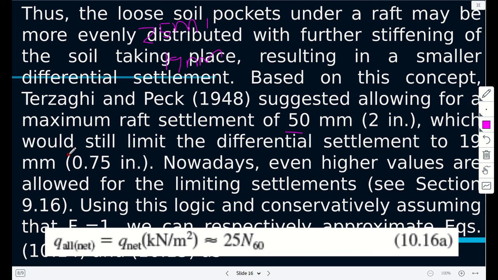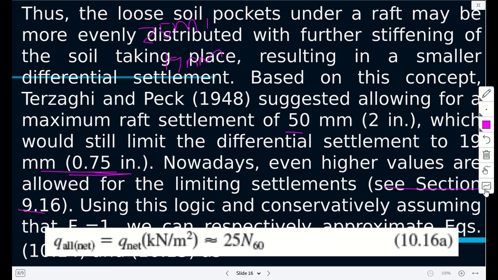But because raft foundations are large, and because of the largeness and the stiffness, even when you increase the settlement to 50 millimeters, 2 inches, the differential settlement would still be 0.75 inch. We are lucky because of the large length of the raft footing. Nowadays, even higher values are allowed for the limiting settlements. So even larger values can be allowed.